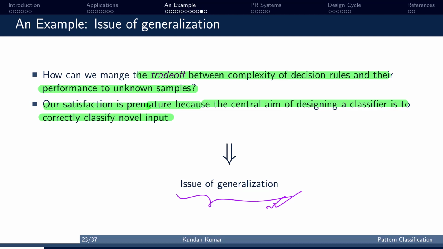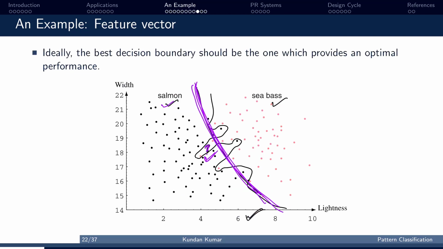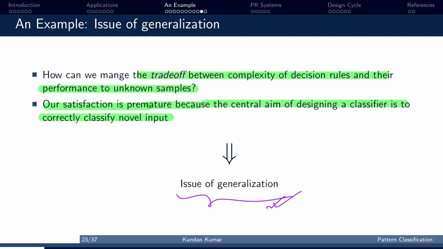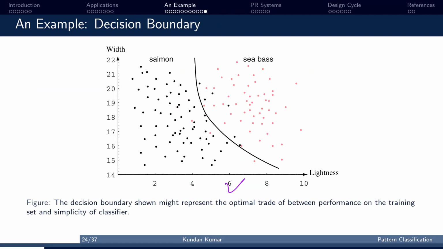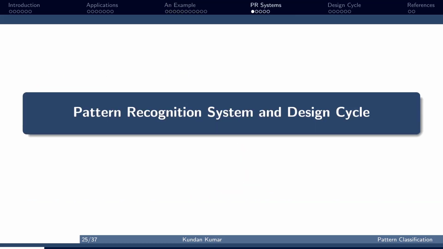So we have to generalize our model in this way, not with complex boundaries, so that it is not memorizing the feature vectors. That is called overfitting. It will come in future lectures. So that is all for this lecture.